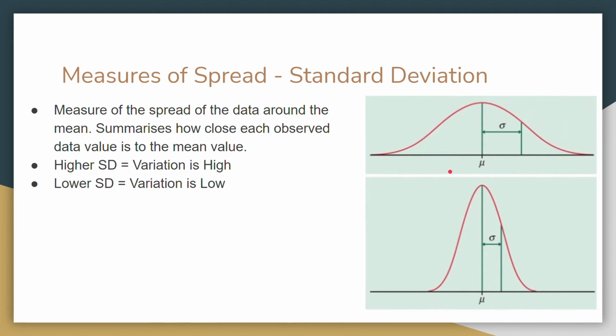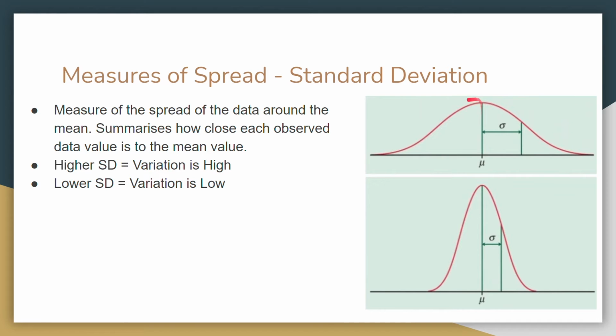The next measure of spread that I'm going to talk about is the standard deviation. The standard deviation is a measure of spread of the data around the mean. So this is going to summarize how close each observed data value is to the mean value. If we have two graphs here, they're going to relate to each of these scenarios. On the upper graph, we have a higher standard deviation, meaning the variation is going to be high.